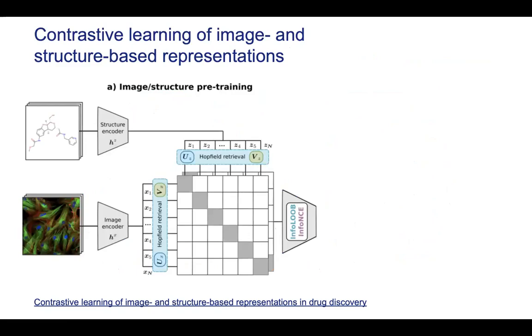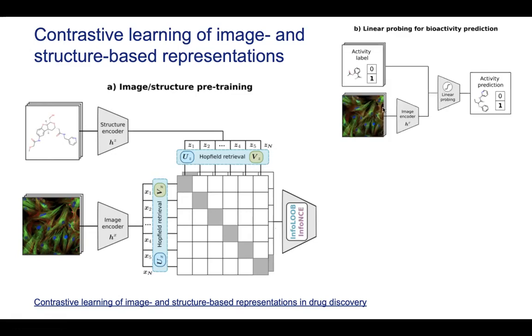Yeah, then this is contrastive learning of image and structure-based representations in drug discovery. And this is a very interesting one because they link the molecule structure, with a graph network, and images of cells treated with that structure into a multimodal embedding space. They do that with the loss we have seen before in the modified version. And what they were finding there is that they were then able to do a lot of interesting downstream applications with those two encoders.